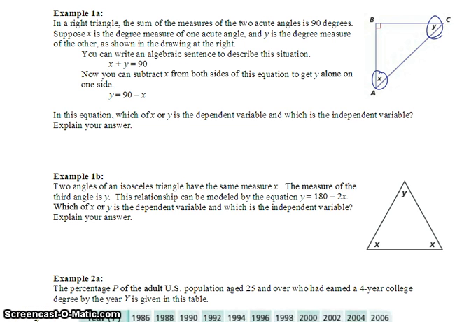So in this equation, which of x or y is the dependent variable and which is the independent variable? Explain your answer. Well, we can say y is the dependent variable, because we need to know x to get y. So the only way we're going to solve for y, in other words, is if we have x. So y is dependent, it's depending on x. And that makes x the independent variable.